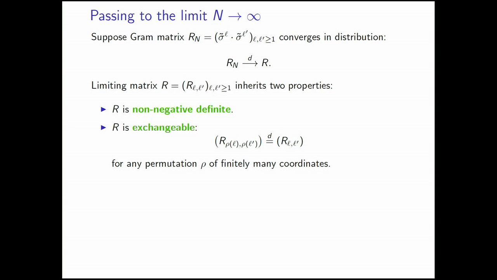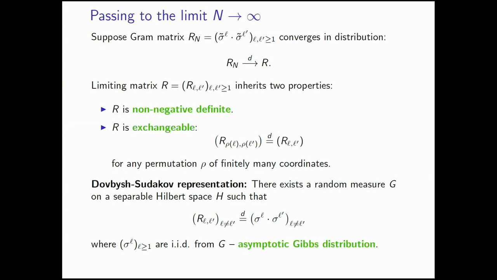Now, for any matrix with these two properties, a Dovbysh-Sudakov representation tells you that there exists a random measure G on a separable Hilbert space H such that this matrix that you're looking at is, in distribution, nothing but the Gram matrix of scalar products of an IID sample from this measure. I will call this asymptotic Gibbs distribution.